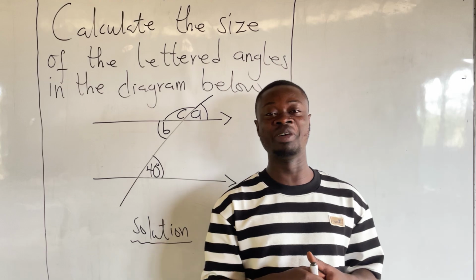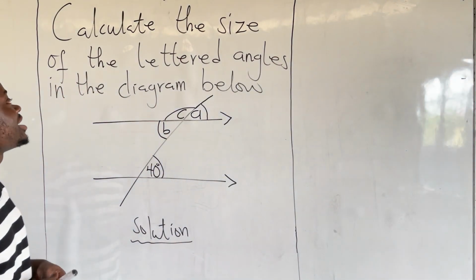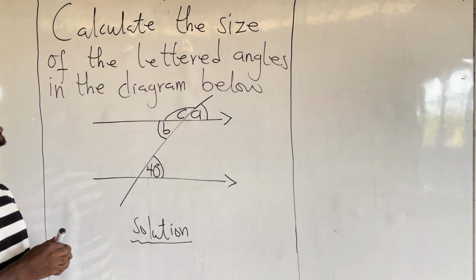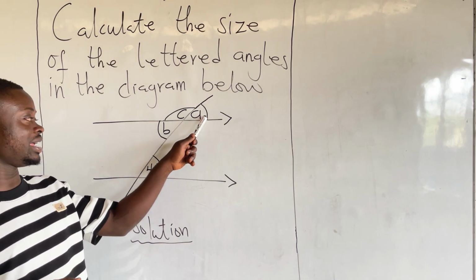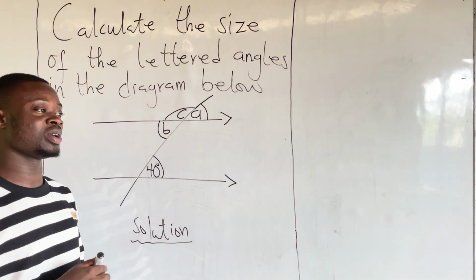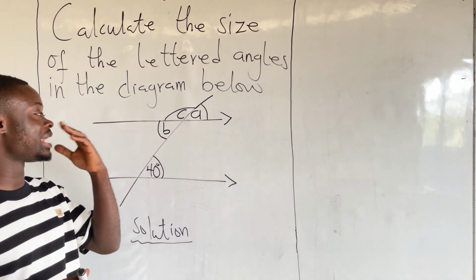Now let's solve this geometry question. We should calculate the size of the lettered angles in the diagram below. The lettered angles here are A, B, and C. We should find the value of A, B, and C in this diagram.